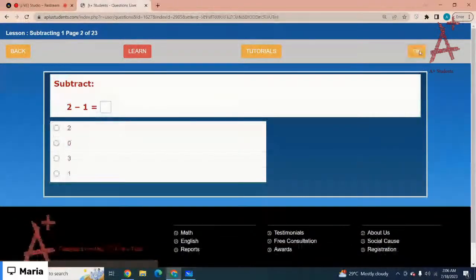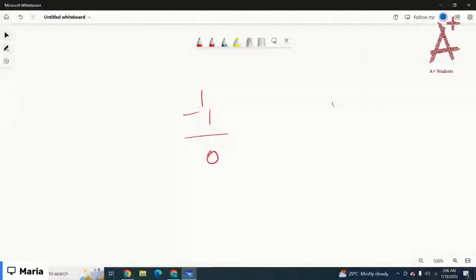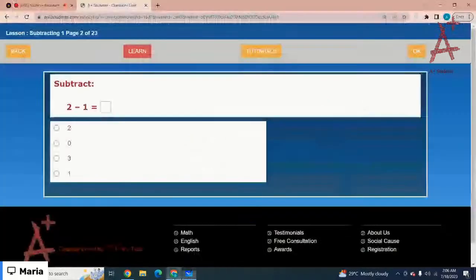Okay, the next one is 2 take away 1. You have to go back by 1, or also you can just make 2 lines, remove one of them, and you are left with just one line. So 2 take away 1 equals 1. So the correct option is 1.